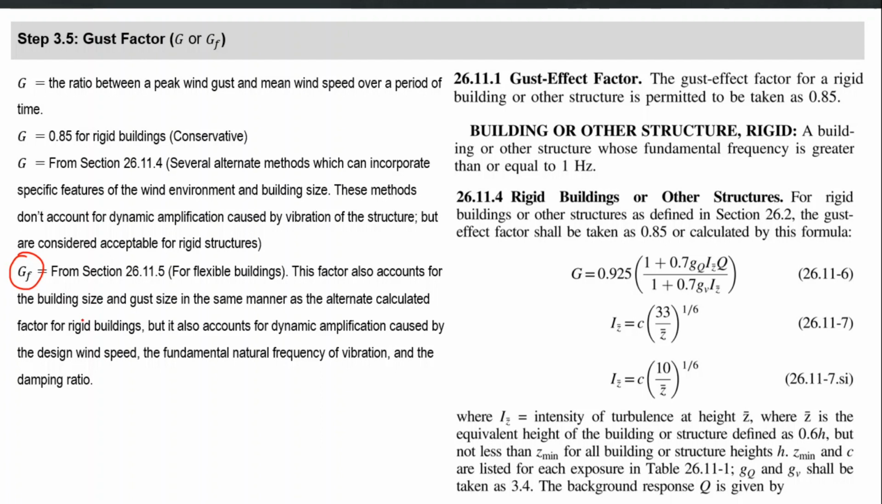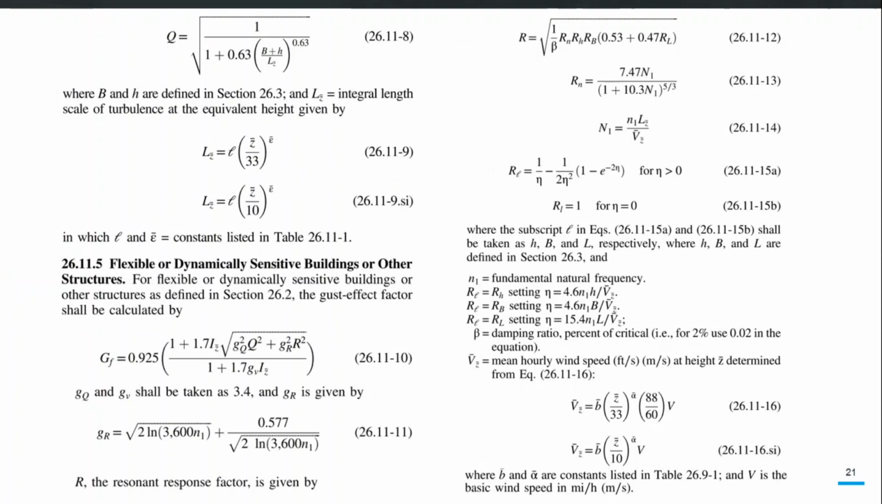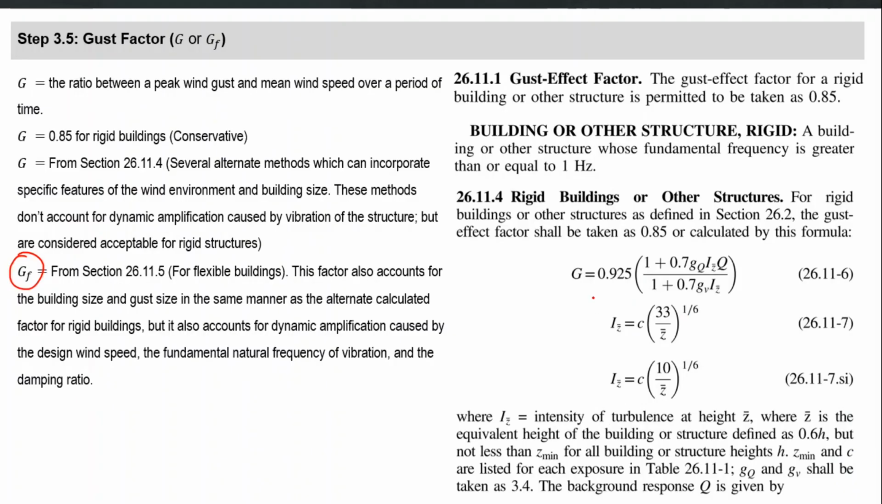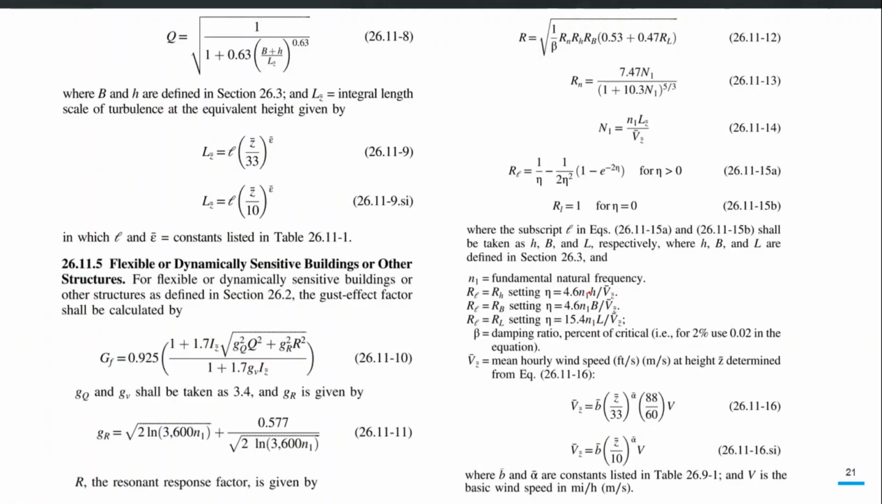GF should be calculated using a very detailed expression, which requires a lot of inputs, including the dynamic properties of your building also. So that expression is this one. For rigid buildings we know already, but for flexible buildings we have this GF expression, this whole expression. It requires the fundamental natural frequency and a lot of other factors which are explained within the same section 26.11.5.